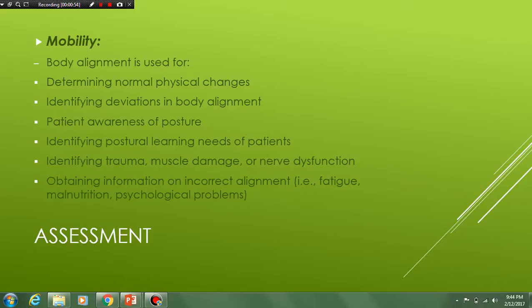The first step in assessing body alignment is to put patients at ease so they do not assume unnatural or rigid positions. When assessing the body alignment of an immobilized or unconscious patient, remove pillows and position supports from the bed and place the patient in the supine position.